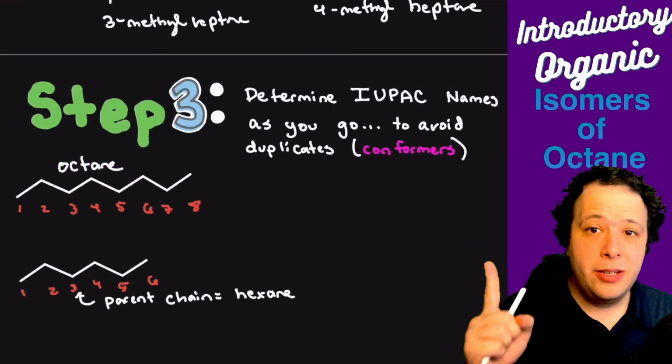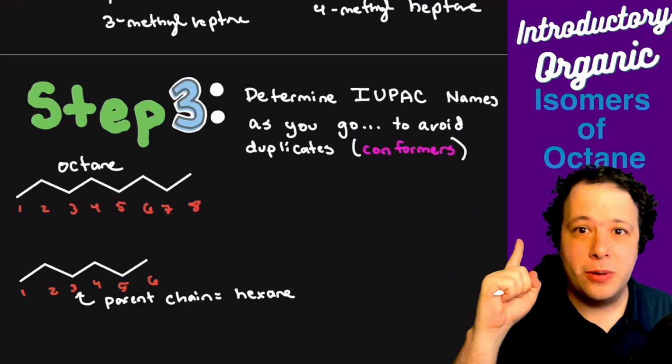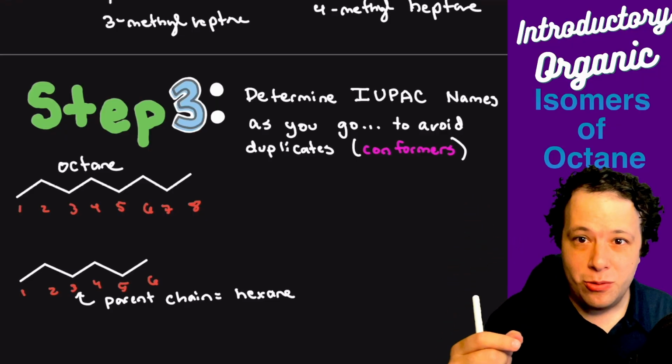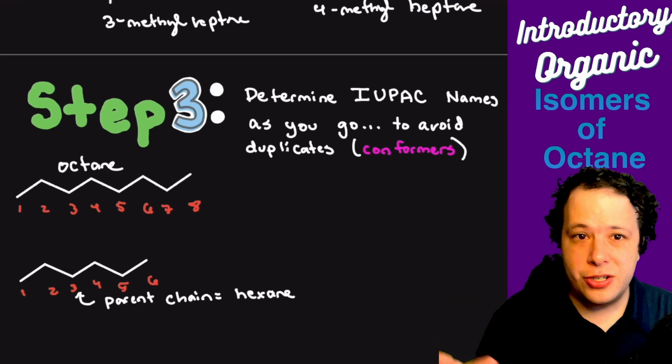As I was saying, you want to make sure you write down your names as you go. You don't want to have any duplicates or conformers as you're going through all these different structures. Conformers is just a fancy way of saying, hey, this structure's rotating.